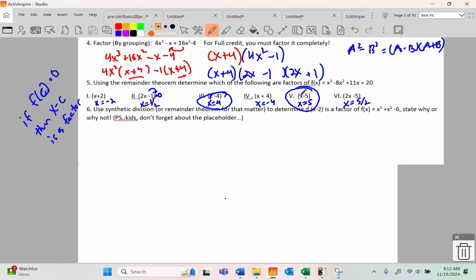Ta-da! All right. Using synthetic division or remainder theorem for that matter to determine if x minus 2 is a factor of the following. I'm just going to do synthetic division. So this is a possible factor. If x minus 2 is a 0, then x is 2, because we add 2 to both sides. Anywho, coefficients here, 1, 1.